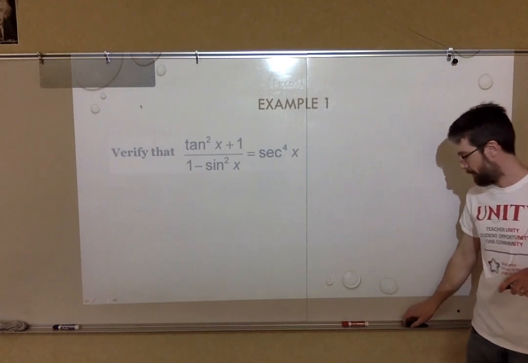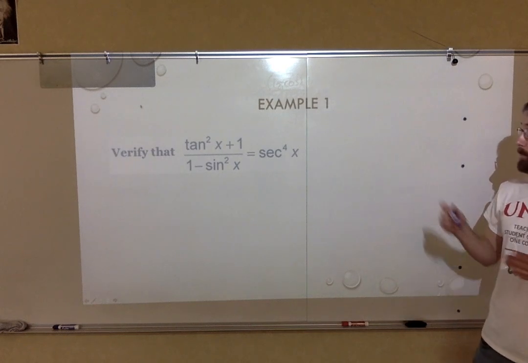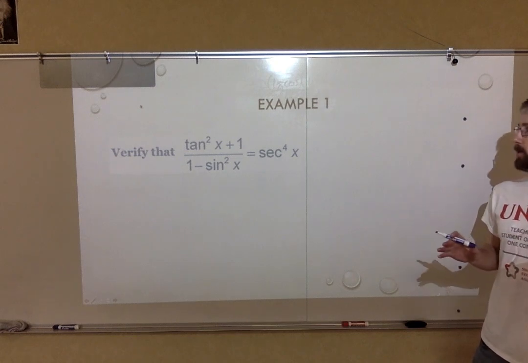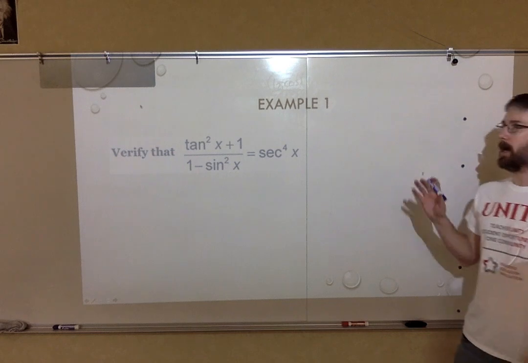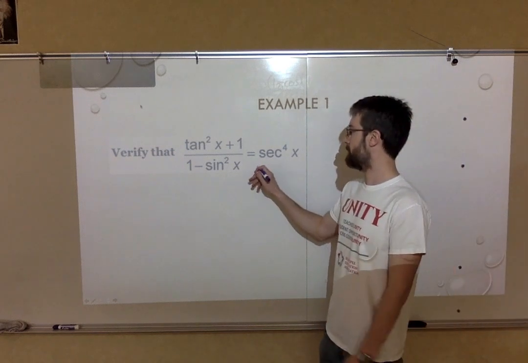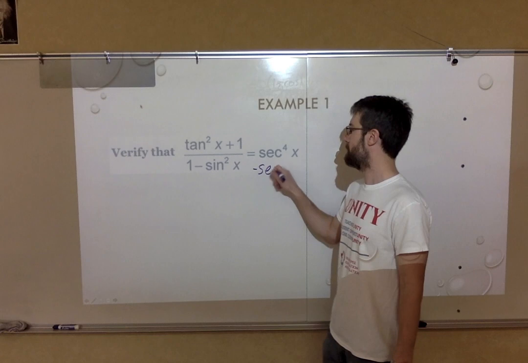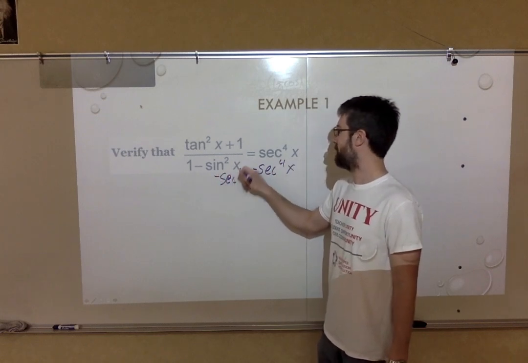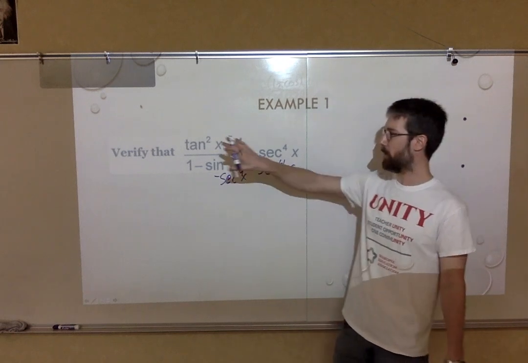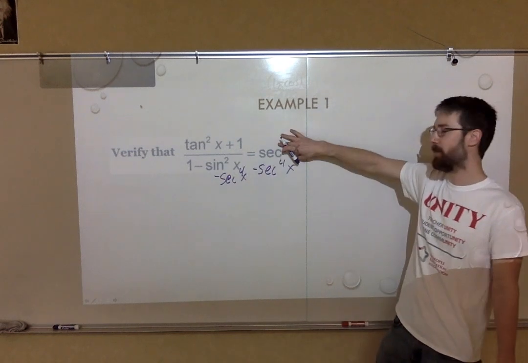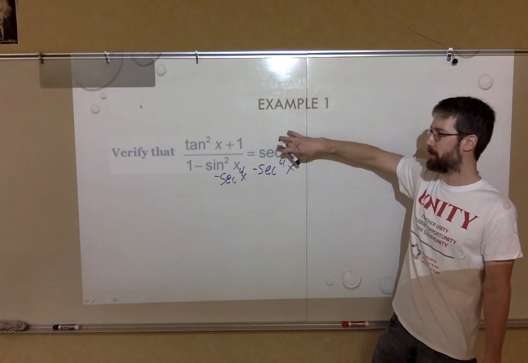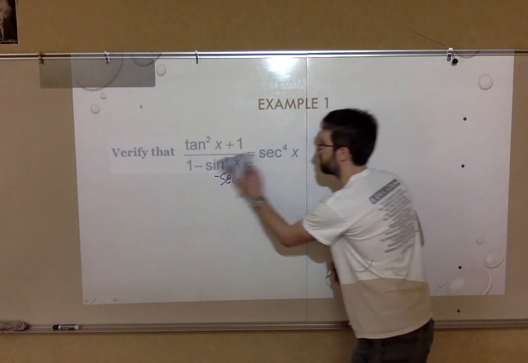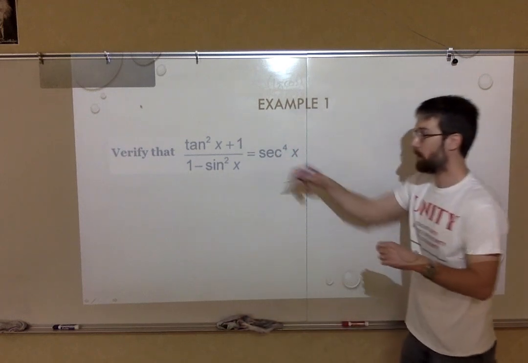Okay, so first up, verifying this. Now, when we talk about working both sides of the equation, what we mean is I can't do something like this, where I subtract secant 4x from both sides, right? I can work on this side on its own, I can work on this side on its own, but I can't bring stuff from this side over to this side and vice versa. All right, and this is one where I'm really only going to work on the one side anyway.